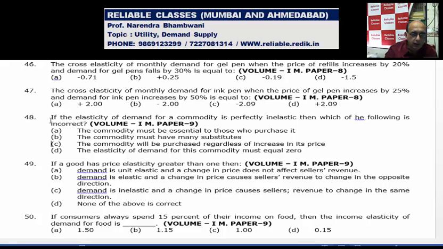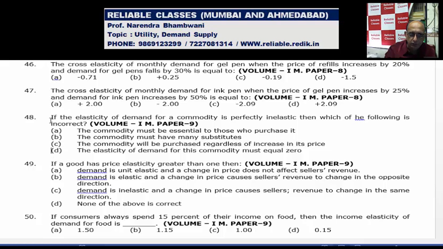The commodity has many substitutes. This seems to be false. The commodity must have substitutes. If there were substitutes, would people go and buy that item or not? The commodity must be purchased regardless of increase in price. This is true because the demand is perfectly inelastic.